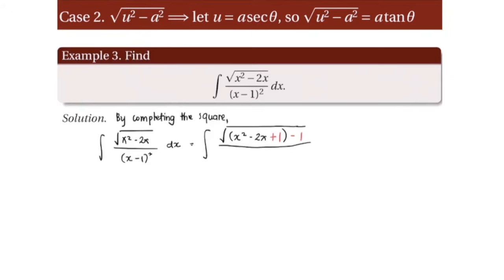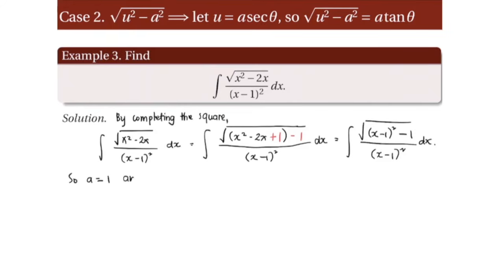And then all over (x − 1)² dx. And so this is equal now to the integral of the square root of (x² − 2x + 1) − 1, all over (x − 1)² dx. So what we have here is a = 1, and the u that we will use here is x − 1. So what is our substitution?